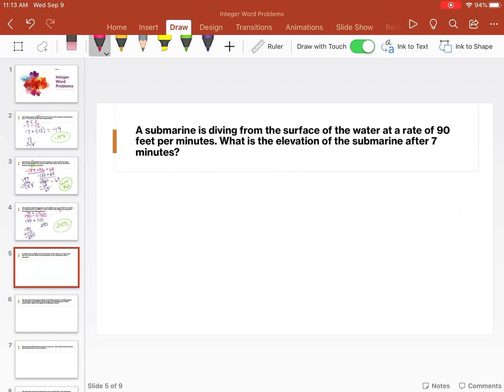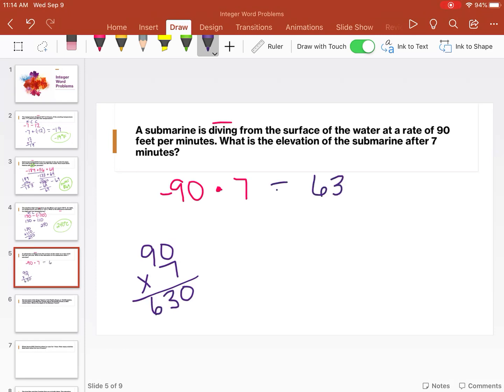All right, next one. The submarine is diving from the surface. Diving is going down. That's a negative word. So diving from the surface of the water at a rate of 90 feet per minute. What's the elevation of the submarine after 7 minutes? So if I do this much, it's 90 for 1 minute, but I'm doing it for 7 minutes, that's multiplication. So it's a negative 90 because it was diving down times 7. So I'm going to just multiply that first. So 90 times 7, 7 times 0 is 0, 7 times 9 is 63. So I'm getting 630.